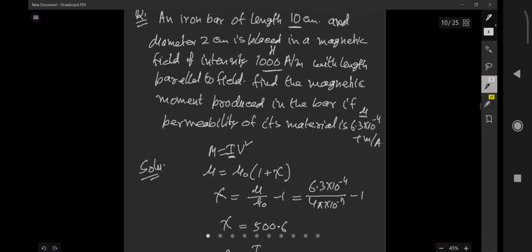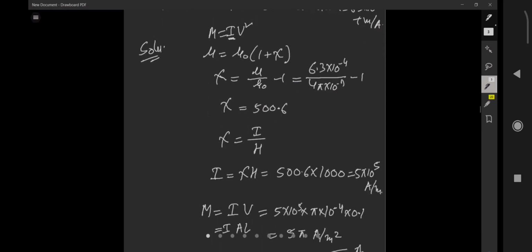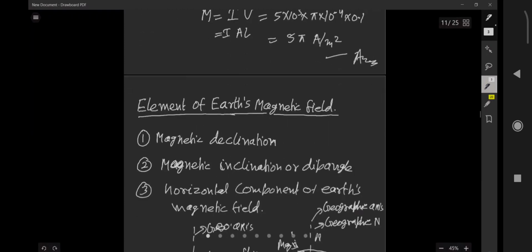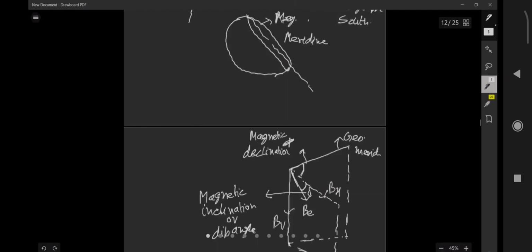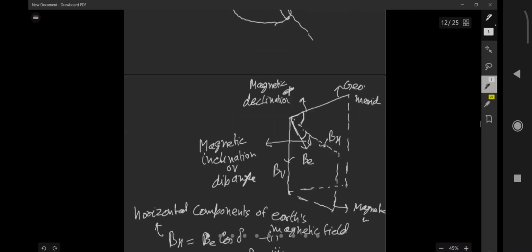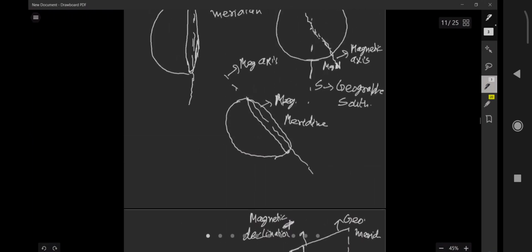So what is this H here, sir? BH and BV, the horizontal and vertical components here. I will show you the figure. This is a magnetic meridian, this is horizontal, this is vertical. This is BE. The angle which the resultant Earth magnetic field makes with the horizontal is known as dip angle. So these two are the components: horizontal component of Earth magnetic field, vertical component of Earth magnetic field. Therefore, horizontal will be the cos component of BE, vertical will be the sine component of BE. Any problem? No, sir.